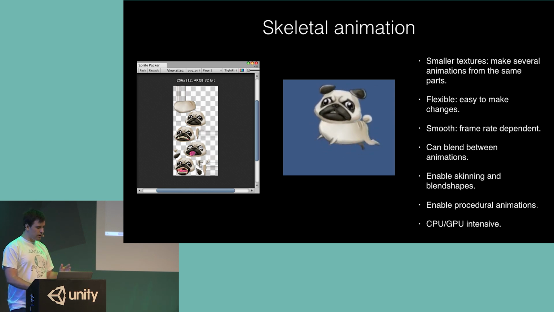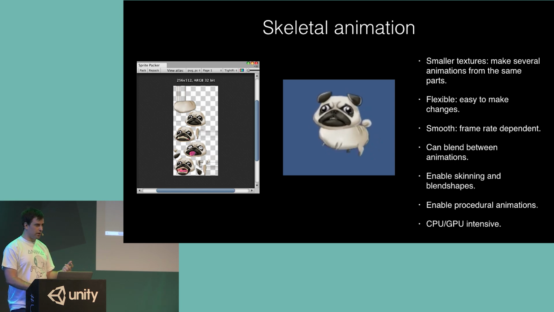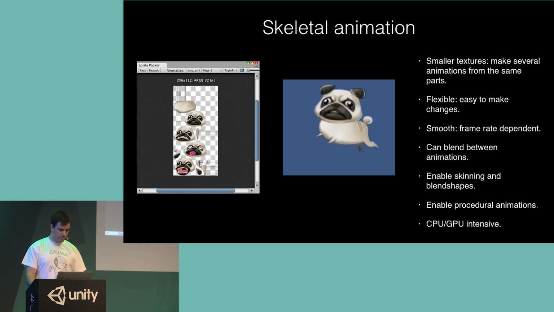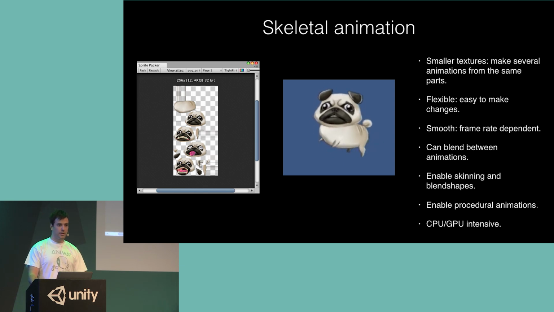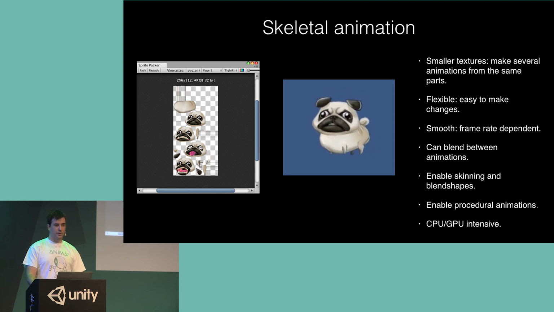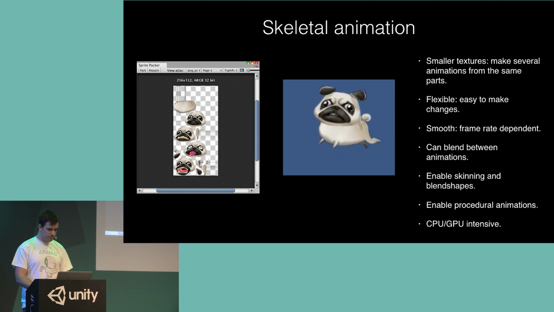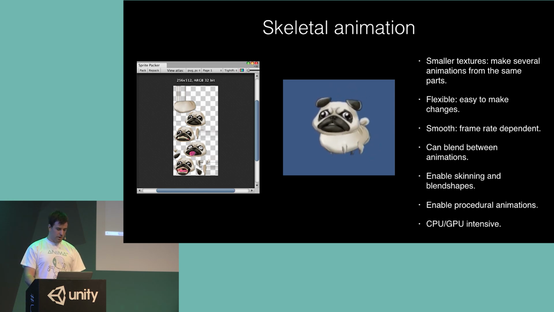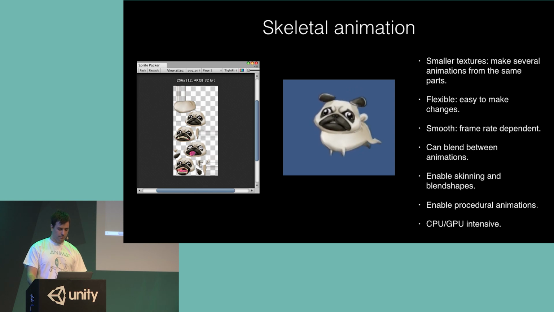You can also blend in between animations, like in 3D. You can blend running and jumping, and it looks good. You can deform your sprites using 3D world techniques like skinning and blend shapes. You can modify animations at runtime and create several cool effects, and this is called procedural animation. But lastly, this technique is more CPU and GPU intensive compared with the other one.